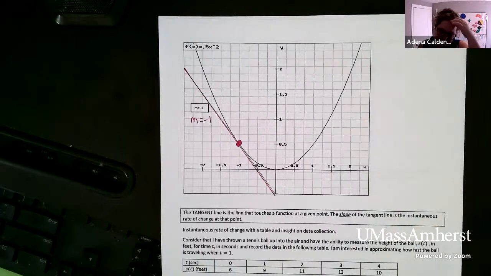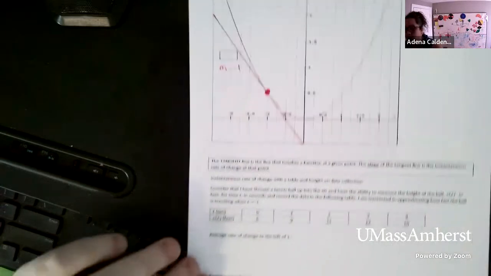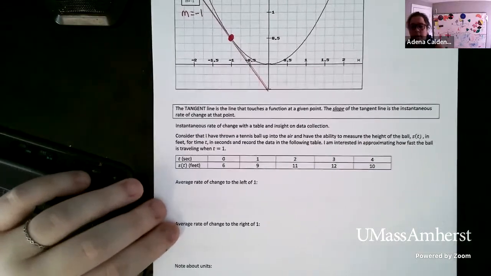So we did this, we looked at this first on this graph, but now we're going to look at it on a table and start looking at how we get closer and closer. Okay, so let's look at this example here.